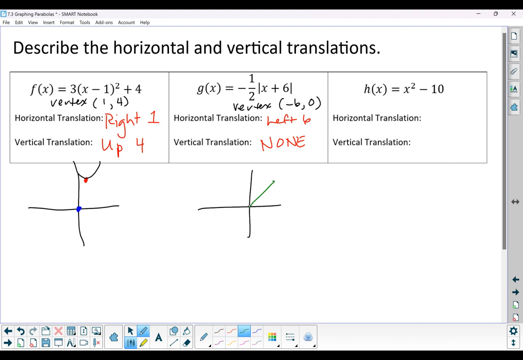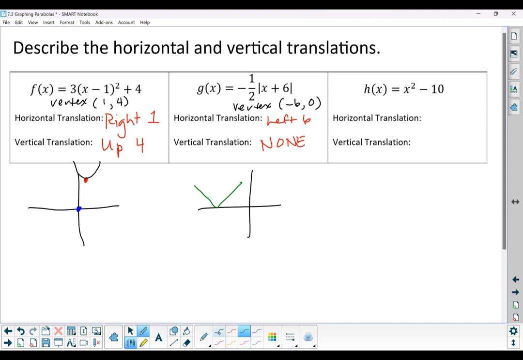So here's where a basic absolute value function is, the parent function. This one has a vertex at -6, 0. So you can see it didn't move up or down. So we would say it has no vertical translation.